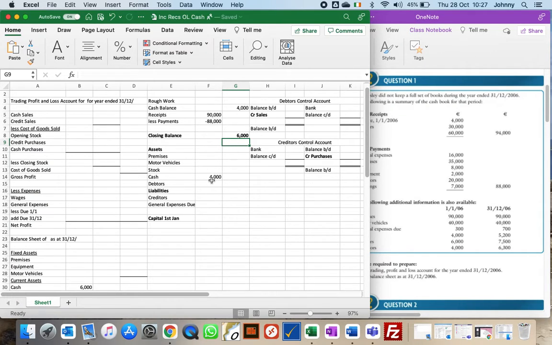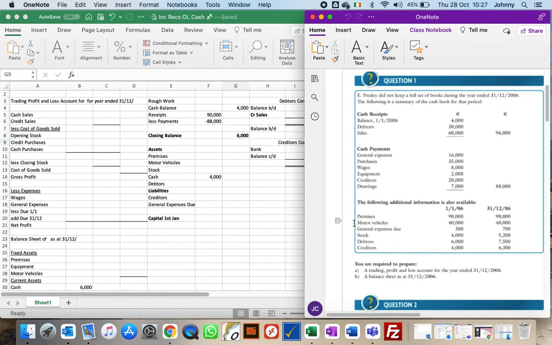The opening balance of 4,000, we put in. The second piece of rough work we need to do is work out the capital, how much money has been invested in the business. That money was used to pay for assets and liabilities that the business has. Down the bottom of the question, we've got some relevant information. We've got premises, motor vehicles, a number of different assets at the beginning and the end. So we're starting off with the assets at the beginning.